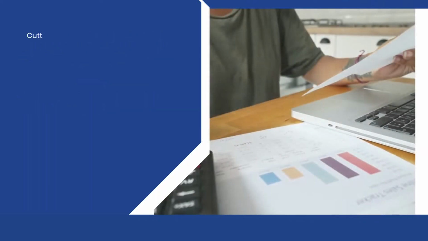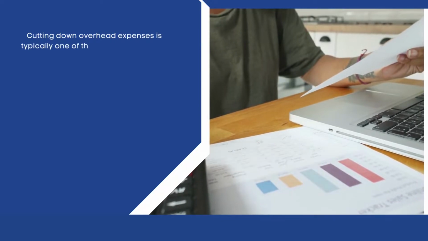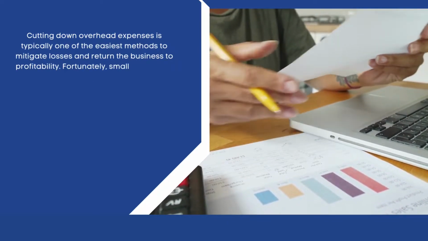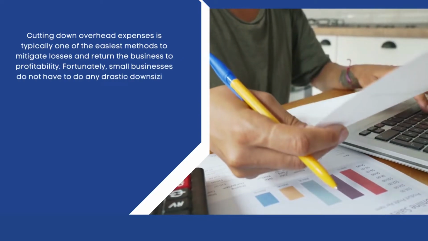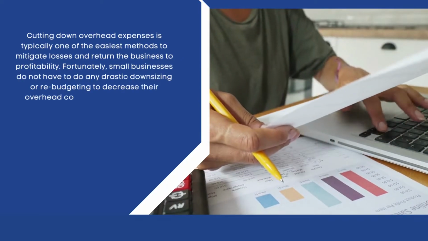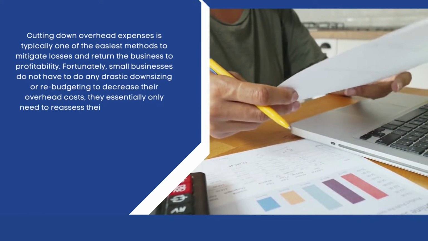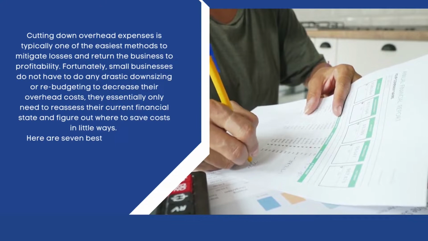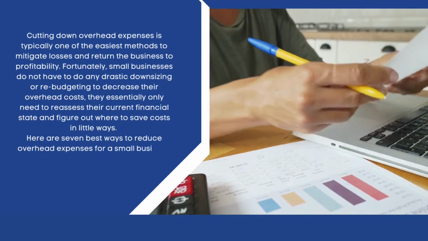costs. Cutting down overhead expenses is typically one of the easiest methods to mitigate losses and return the business to profitability. Fortunately, small businesses do not have to do any drastic downsizing or rebudgeting to decrease their overhead costs. They essentially only need to reassess their current financial state and figure out where to save costs in little ways. Here are 7 best ways to reduce overhead expenses for a small business.